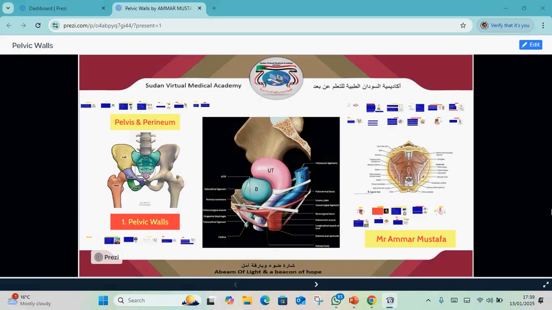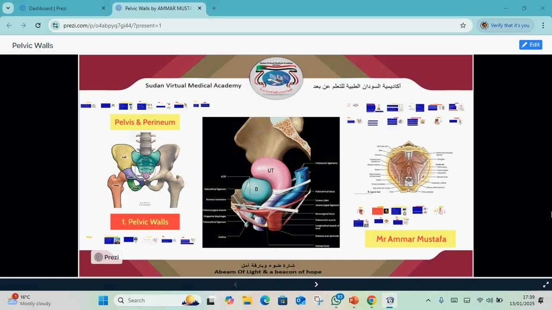In this lecture we are going to continue the anatomy of the pelvis and perineum. We started our first lecture last time with talking about the pelvic walls, and this lecture is going to be about pelvic cavity viscera or organs. In order to understand the anatomy of the pelvic viscera, you need to know the pelvic walls, which we have covered in the last lecture.